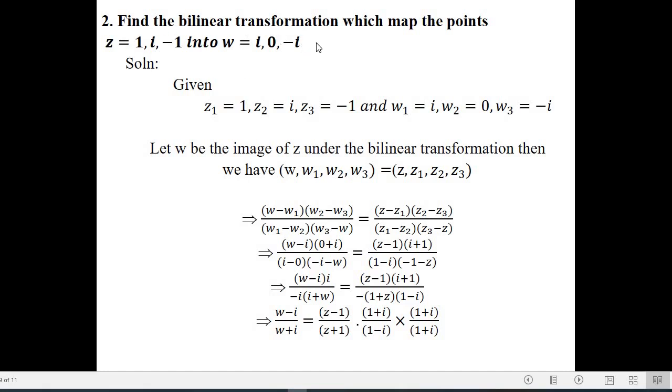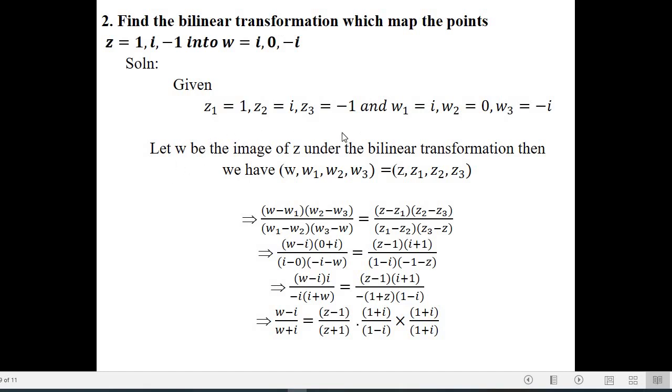So we find the required bilinear transformation which maps these points, that is i is mapping with 1, i is mapping with 0, minus 1 is mapping with minus i. Now let us assume that these points, that is the values of z, are taken as z1, z2, z3. Correspondingly the values of w are taken as w1, w2, w3.